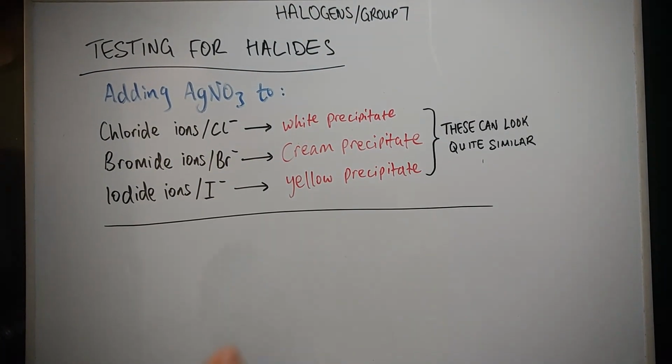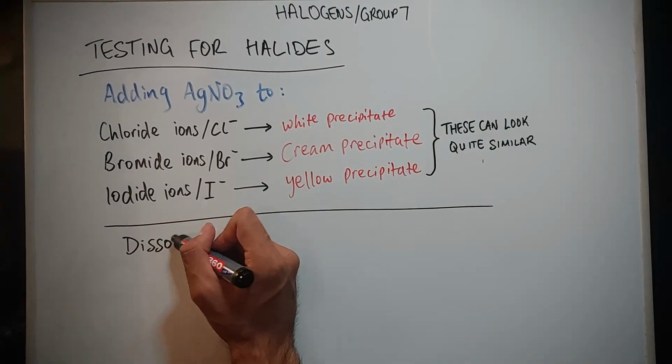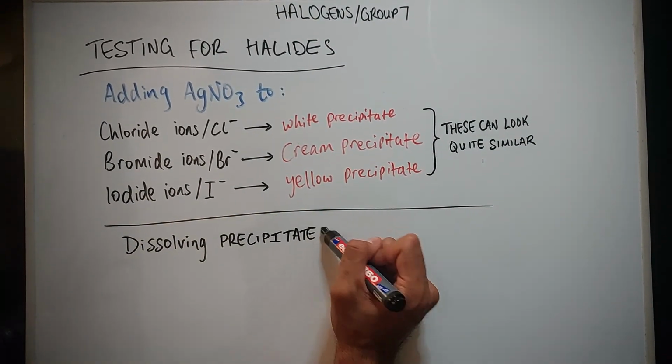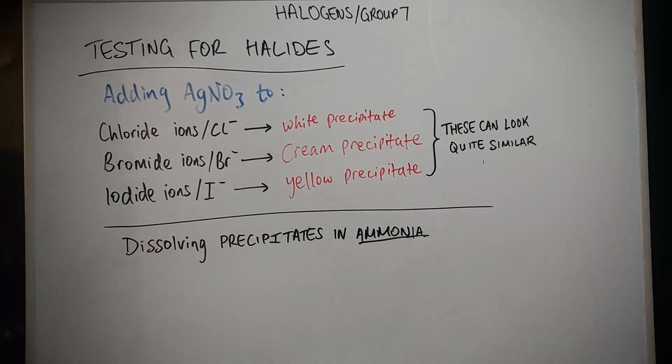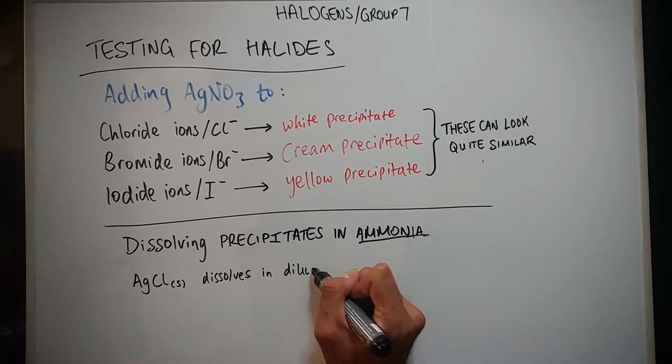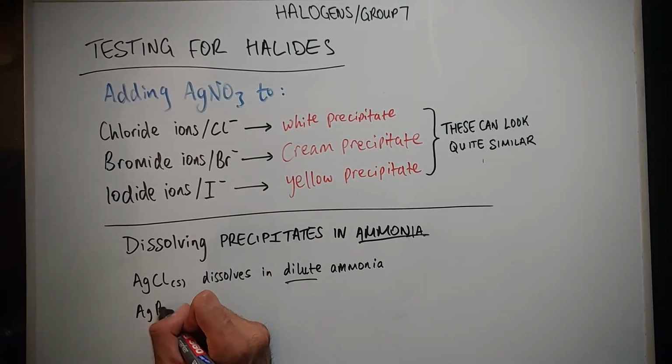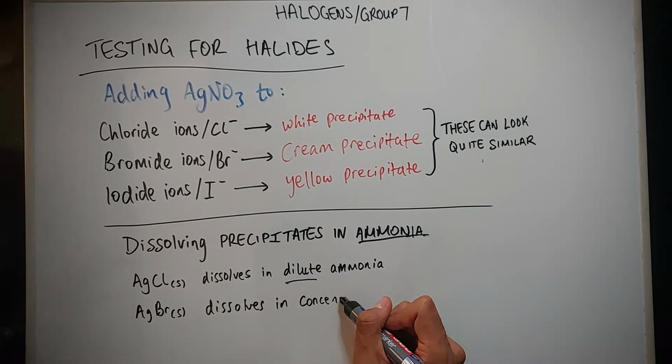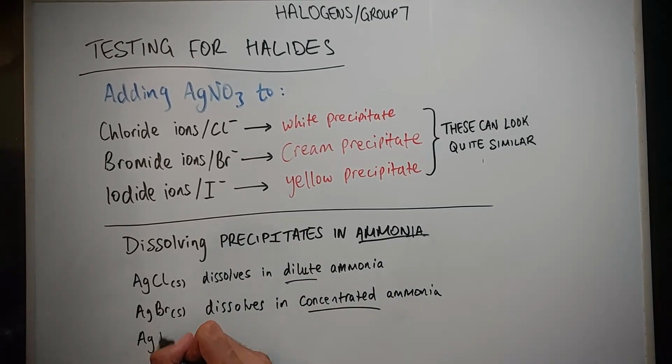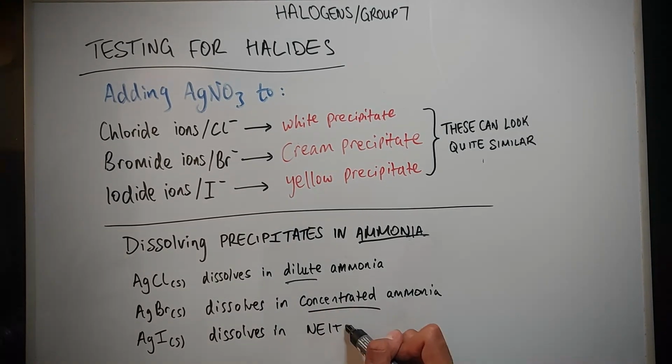These colors may look very similar in practice, especially for a colorblind guy like me, so another thing you can do to identify what halide is present is dissolving these precipitates in ammonia. Silver chloride will dissolve in dilute ammonia. Silver bromide won't dissolve in dilute ammonia, but will dissolve in concentrated ammonia. Silver iodide won't dissolve in either dilute or concentrated ammonia. The precipitate will remain visible.